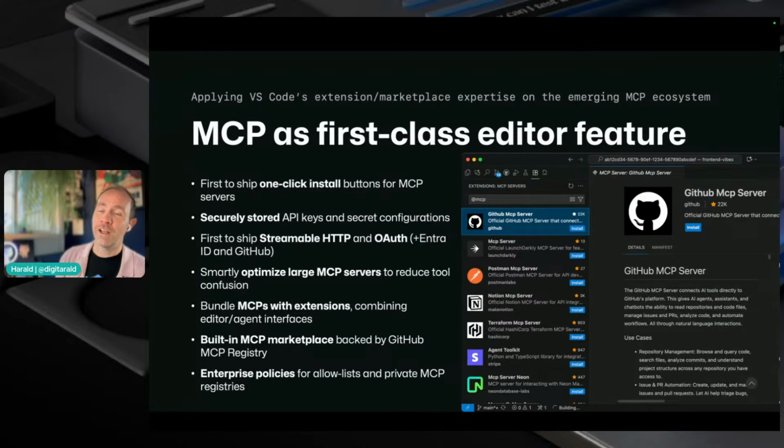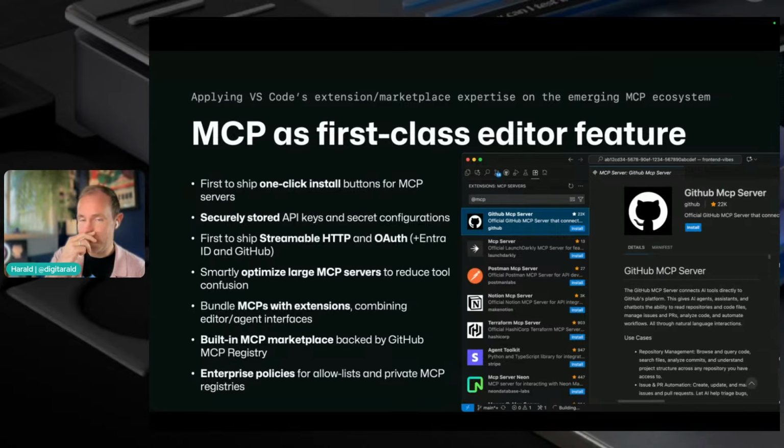And VS Code has been in there since the beginning. So we're the first to ship one-click installs, making that discovery experience easier. We've been, I think, still the only, maybe the first to really securely store API keys. So this whole thing of copying JSON around and leaving API keys in your configuration was never a problem within VS Code because we already had existing systems for that.